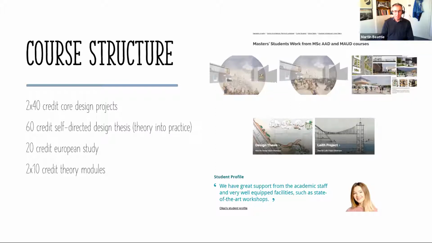So this is a broad overview of the course. In semesters 1 and 2, we have 2 40-credit core design projects. And then, as I've already mentioned, a final 60-credit self-directed design thesis that runs over the summer. A 20-credit European study trip that runs in semester 2. And then 2 10-credit theory modules that are run in semester 1.